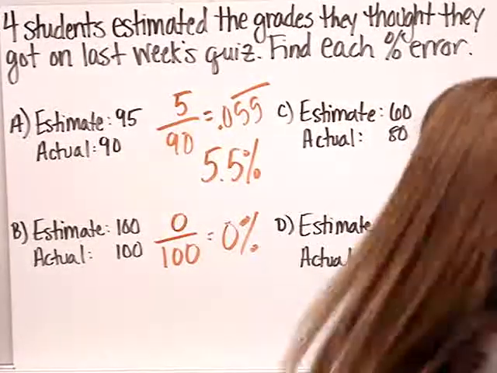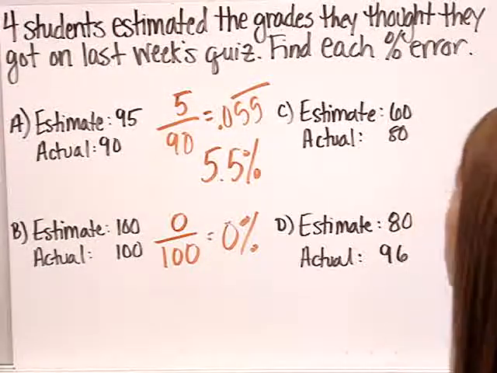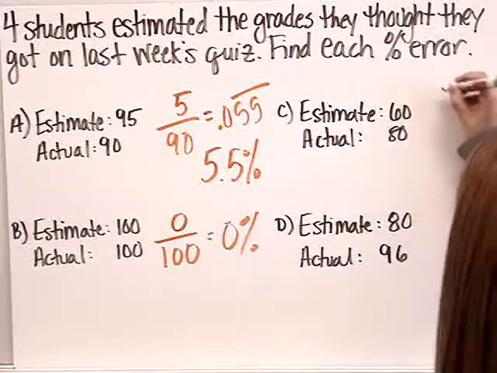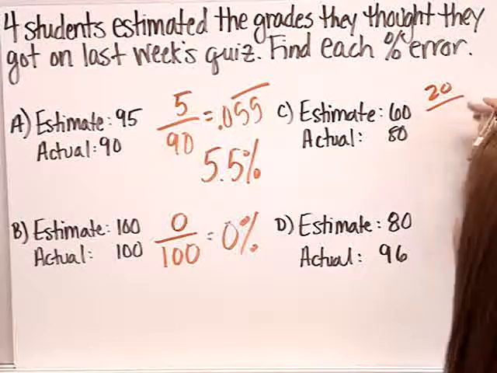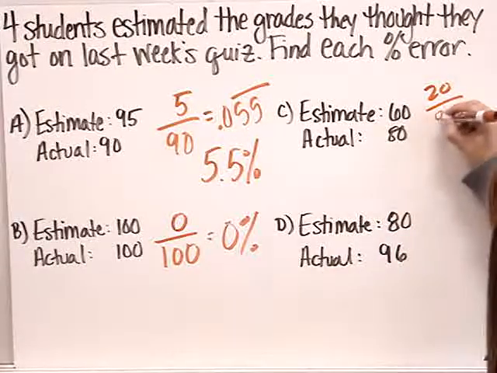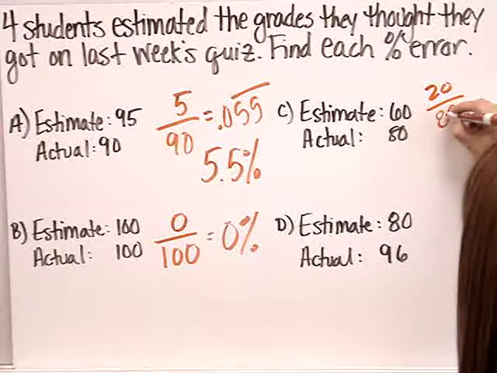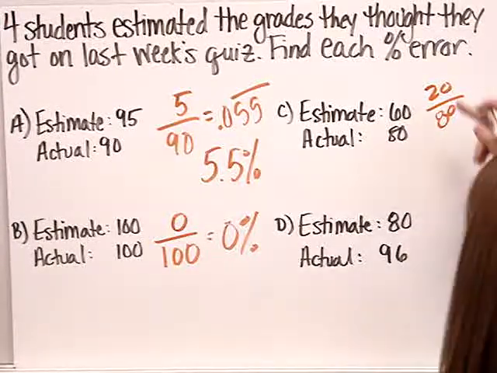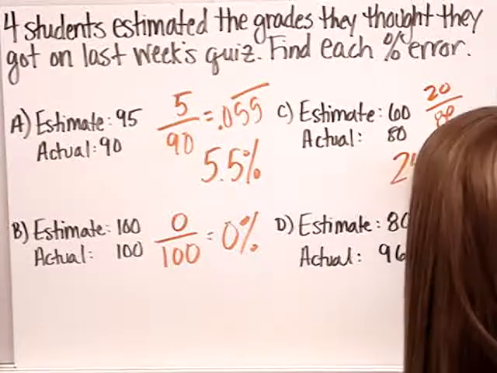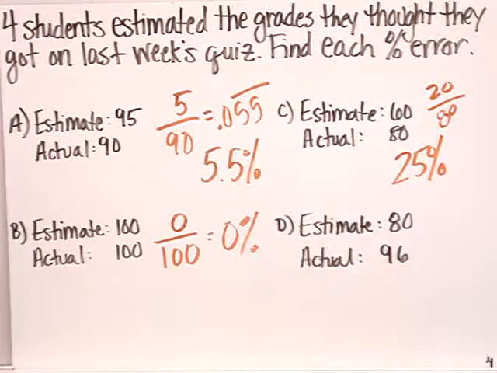Makes sense, right? Then we have a student who estimated that they got a 60, and they actually earned an 80. Not bad. Well, they were off by 20 in their estimate, not 20%, 20 points, excuse me. And they actually earned an 80. So if I divide 20 by 80, well, you can already tell that that's going to simplify to 1/4. So that's a 25% error.